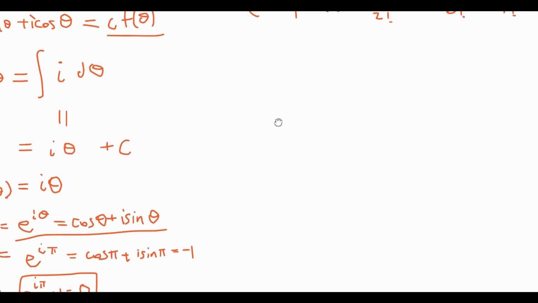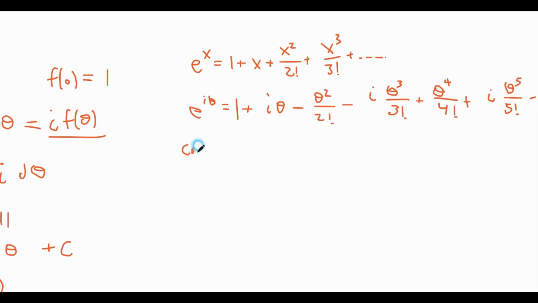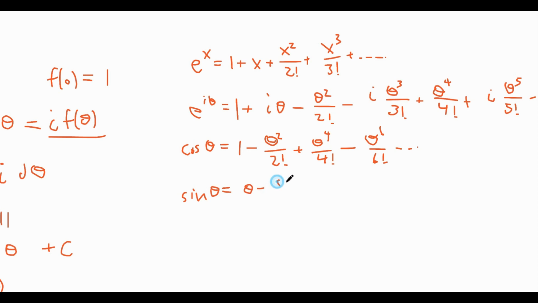And now we want to prove this is equal to cosine theta plus i sine theta. So, of course, we will consider the Taylor series of cosine theta and sine theta as well. The Taylor series of cosine theta is equal to 1 minus theta squared over 2 factorial plus theta to the 4th over 4 factorial minus theta to the 6th over 6 factorial, and so on. And the Taylor series of sine theta is equal to theta minus theta cubed over 3 factorial plus theta to the 5th over 5 factorial minus etc.